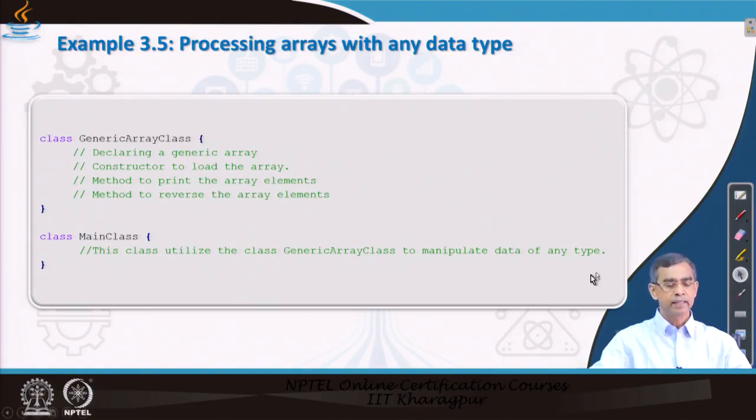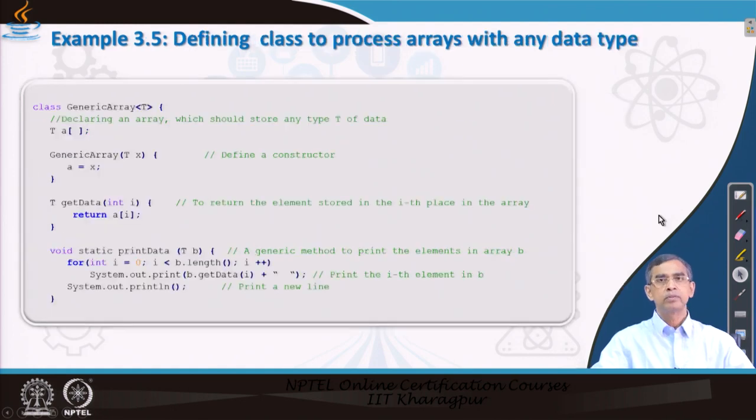There are a few steps: declaring a generic array, then a constructor to load the array, then a method to print the array and a method to reverse the array, so that any type of elements, integer, double or string or any type can be used and all these operations can be done. You can recall the classes that we discussed for integer array and string separately, but we can do it in a generic way. So here is the code, you should note it. The code is very simple again, similar to the previous, with only minor differences.